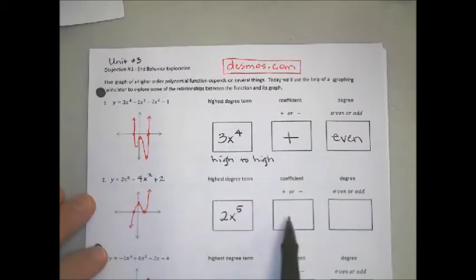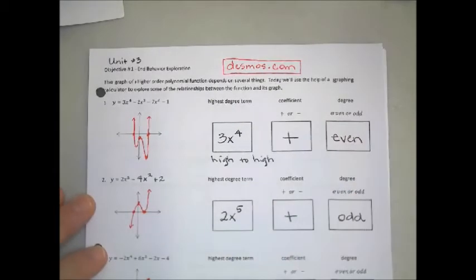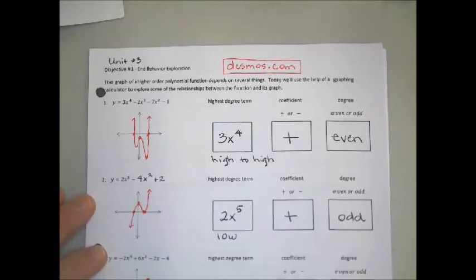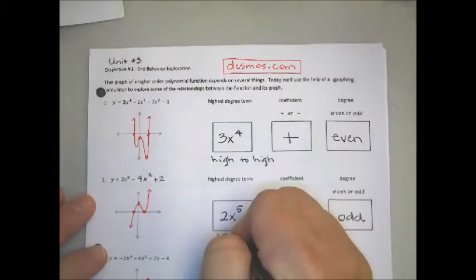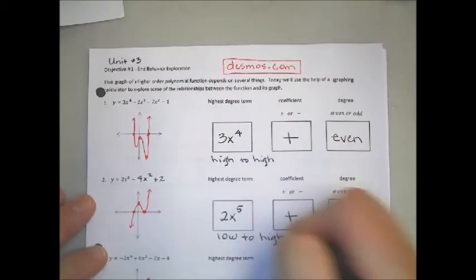Is the leading coefficient positive or negative? Again, it's positive. Is the power itself, the exponent, even or odd? It's odd. And the behavior that we call this graph is it starts low. We're just going left to right. It starts low, but it ends high. So it's a low to high graph.